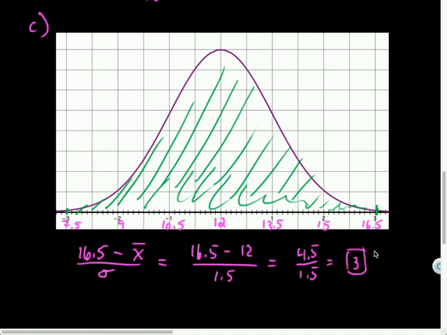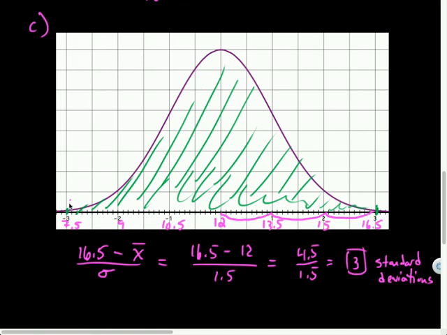So 3 standard deviations above the mean is what that 3 is, okay? So I just want to point that out because it doesn't always land exactly on one of these nice standard deviation tick marks all the time.